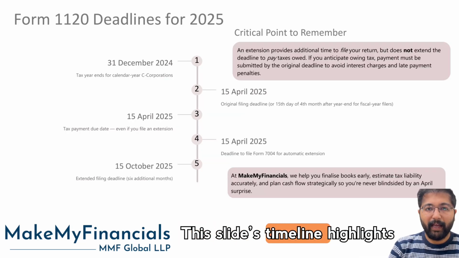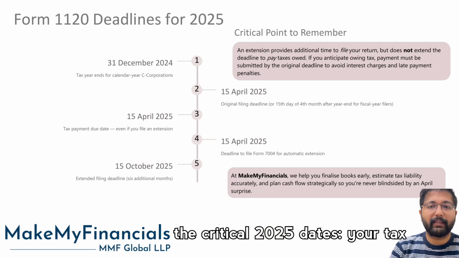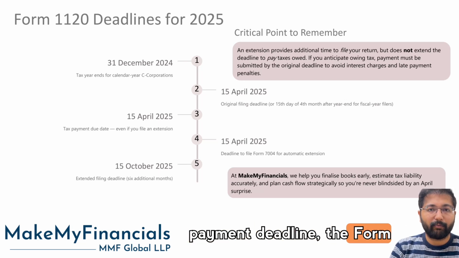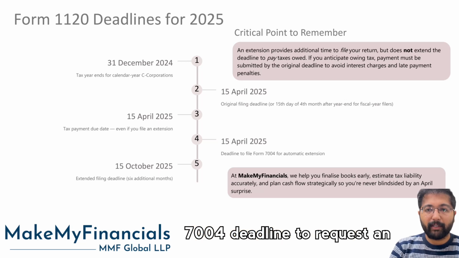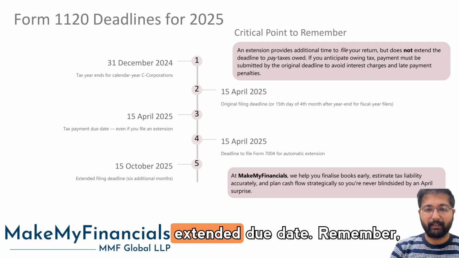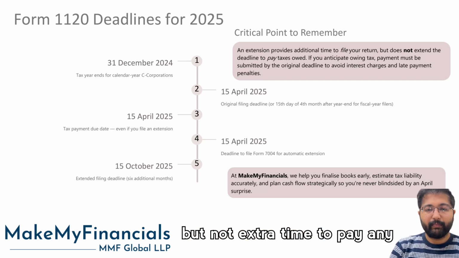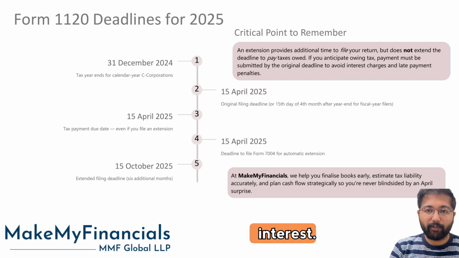This slide's timeline highlights the critical 2025 dates: your tax year end, the April 15 filing and payment deadline, the Form 7004 deadline to request an extension, and the October 15 extended due date. Remember, an extension gives filing time but not extra time to pay any taxes owed without penalties or interest.